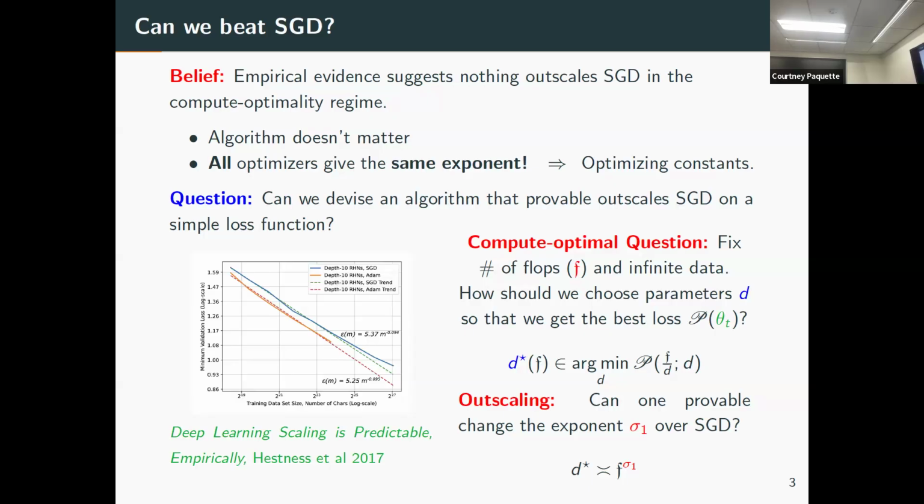But we can at least answer this question, maybe more, in a controlled setting. So the idea again: given fixed flops, how should you choose your parameter D so that you get the best loss? And then outscaling, or what we were calling outscaling, would mean that your D star as a function of flops to some exponent, you want this exponent to be better than SGD, provably better than SGD.